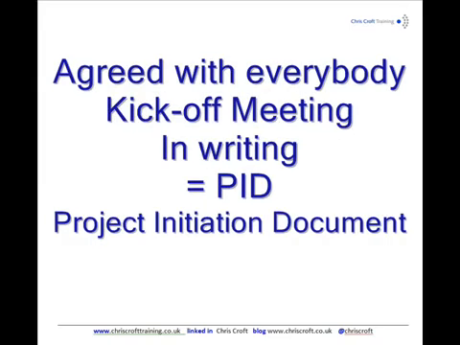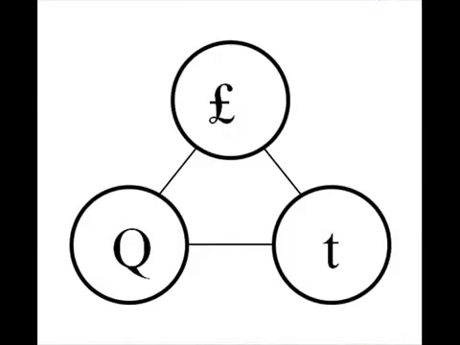And in that document, you will need to define what you're going to deliver. That's the quality. When you're going to deliver it, that's the time, and the cost that the project's going to be. Cost, quality, and time.